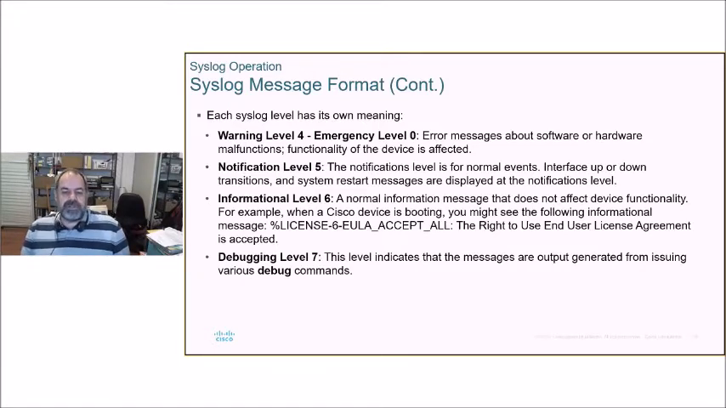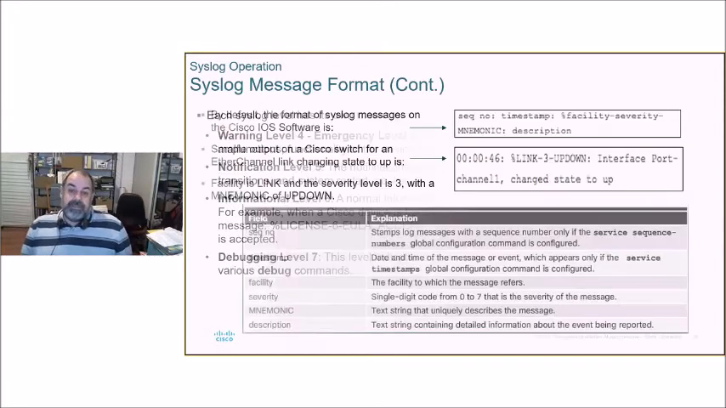End user license agreement, accept all. And then level 7, basically the messages that are output generated from issuing various debug commands. That's going to be way too much information.